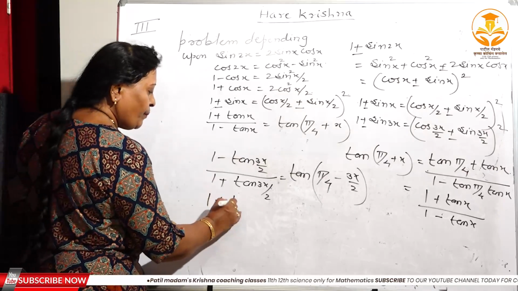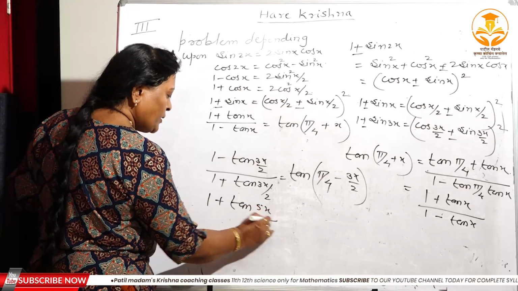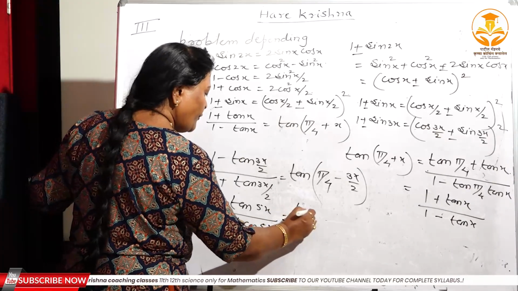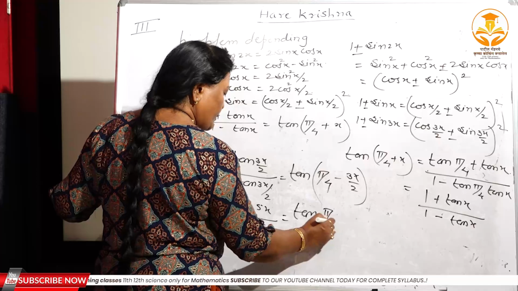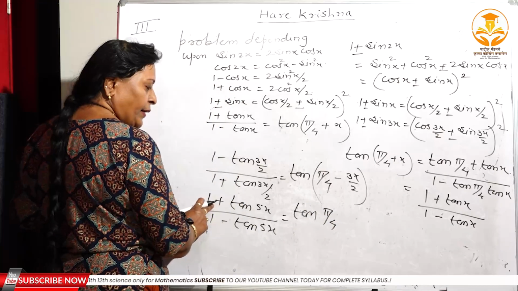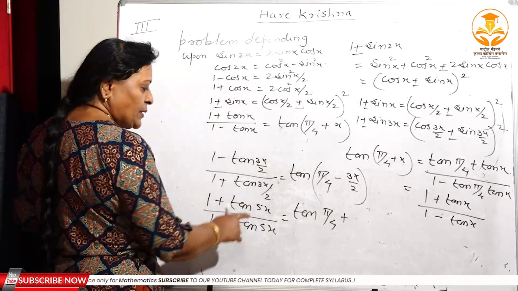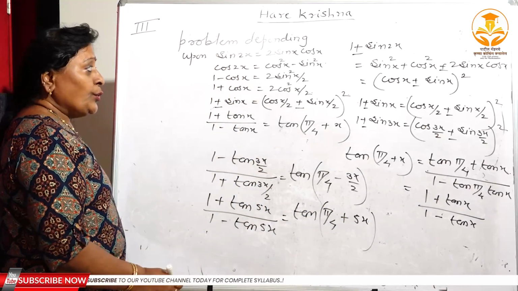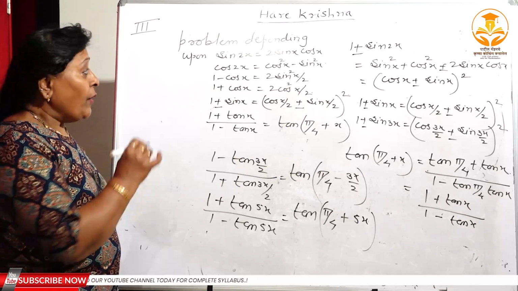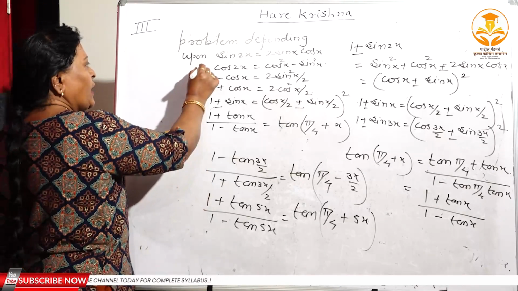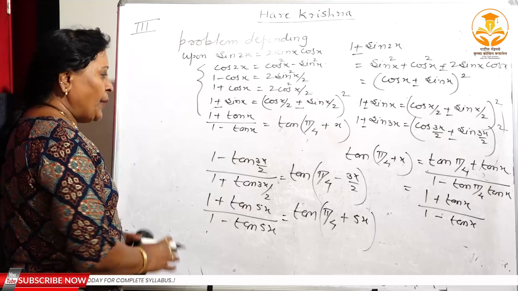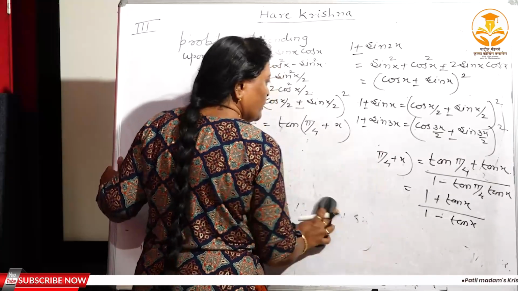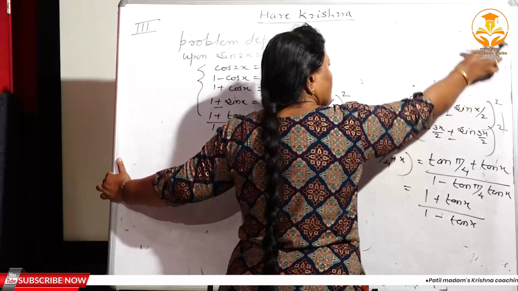Suppose 1 plus tan 5x over 1 minus tan 5x. Again, how will you write this? Tan of pi by 4, compulsory term. In the numerator there is a plus sign, therefore give plus. And what is the angle? 5x. You have to write 5x, isn't it? So, in this way, you have to remember all these formulas. And depending upon all these formulas, there are the problems, isn't it? So here, I will take the problems on this formula.